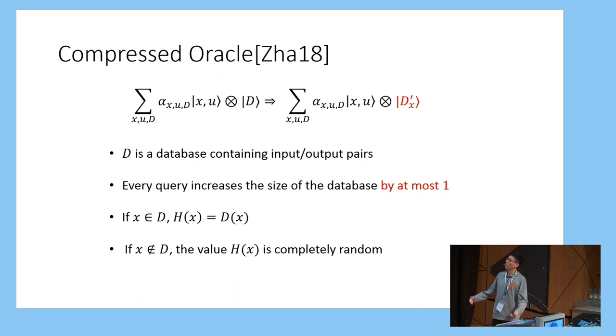So this is what the math looks like. We have a database containing input and output pairs. And second, for every quantum query, it will increase every database by size at most one. In other words, the size of the database is bounded by the number of queries. And if x is in the database, then h of x is defined by the database, which is d of x. Otherwise, it's completely random.